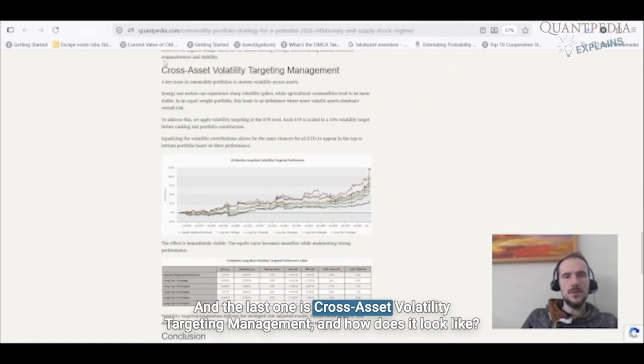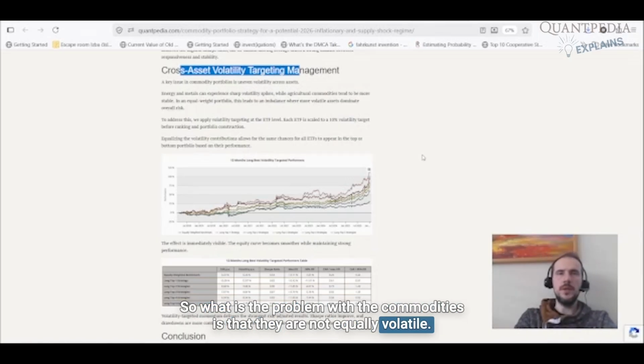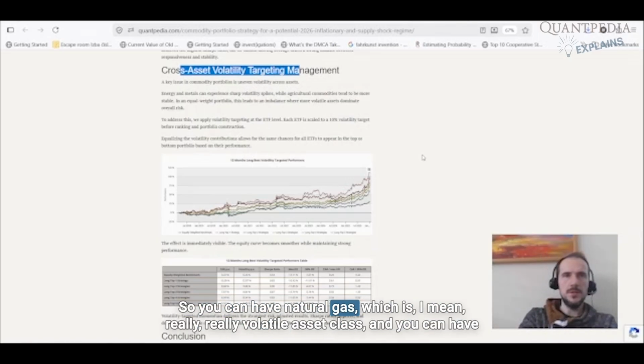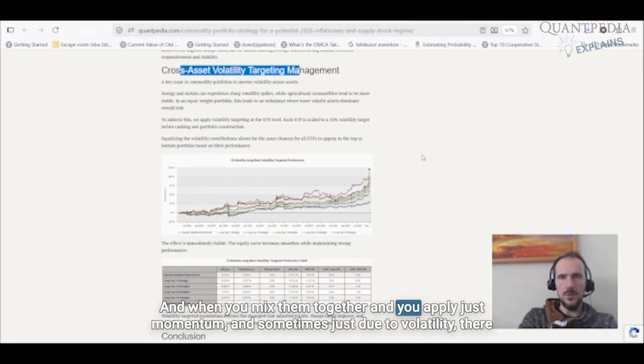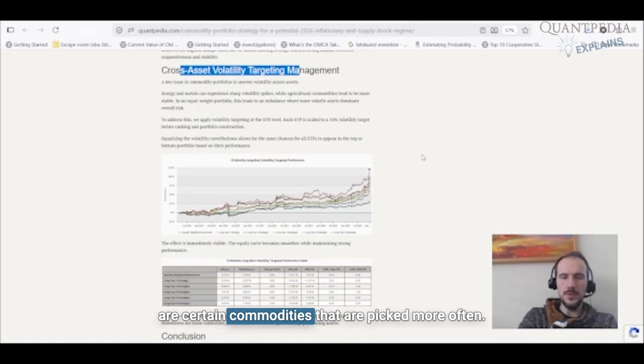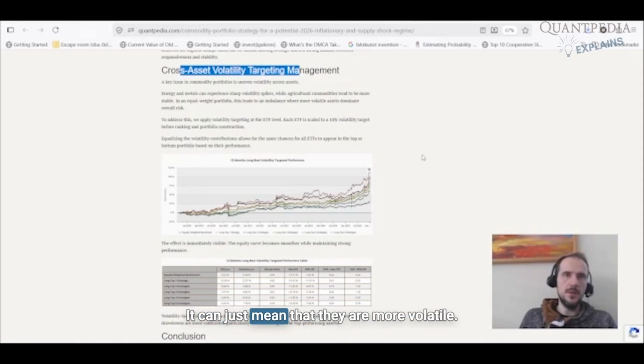And the last one is cross asset volatility targeting management. How does it look? The problem with commodities is that they are not equally volatile. You can have natural gas, which is a really volatile asset class, and you can have corn, which is significantly less volatile. When you mix them together and apply just momentum, certain commodities are picked more often just due to volatility. It doesn't mean that they have stronger momentum. It can just mean that they are more volatile.